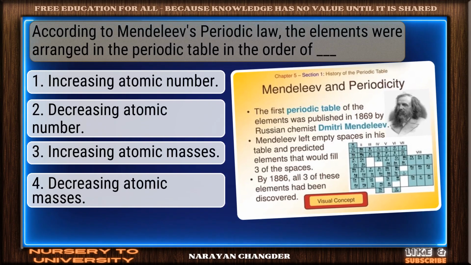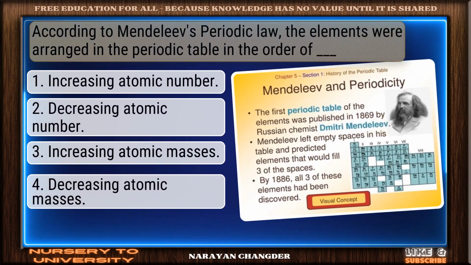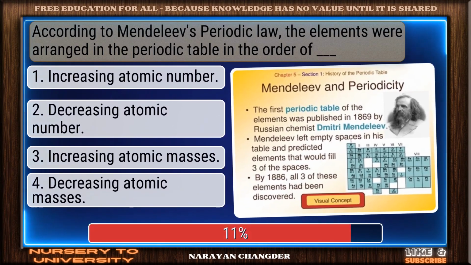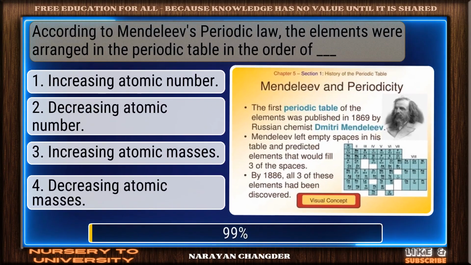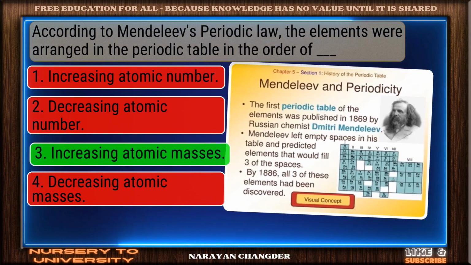According to Mendeleev's periodic law, the elements were arranged in the periodic table in the order of dash. You got it? Increasing atomic masses fits.